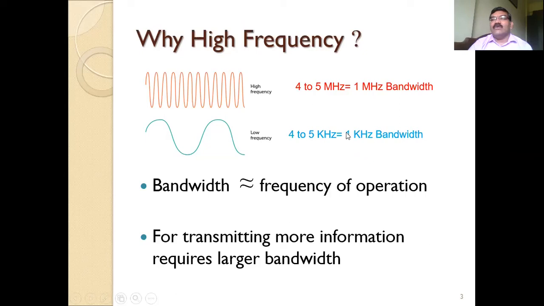Here you got a bandwidth of 1 kilohertz, which holds a single application or channel. So in 1 megahertz, how many such applications or channels can you accommodate? You can accommodate 1000 applications or 1000 channels. This way your bandwidth is very large. This is a simple mathematical example.